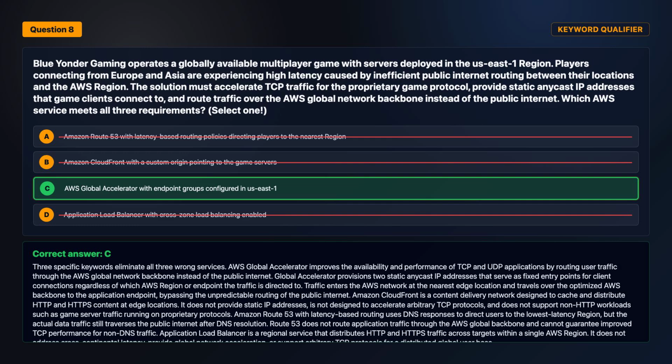Amazon Route 53 with latency-based routing uses DNS responses to direct users to the lowest latency region, but the actual data traffic still traverses the public internet after DNS resolution. Route 53 does not route application traffic through the AWS global backbone, and cannot guarantee improved TCP performance for non-DNS traffic. Application Load Balancer is a regional service that distributes HTTP and HTTPS traffic across targets within a single AWS region. It does not address cross-continental latency, provide global network acceleration, or support arbitrary TCP protocols for a distributed global user base.